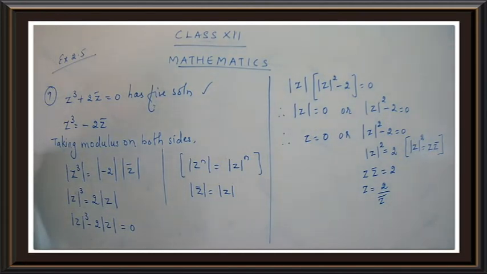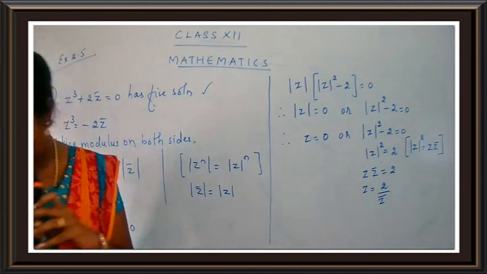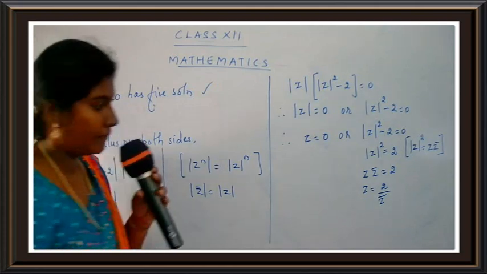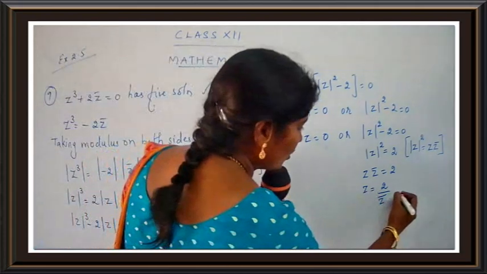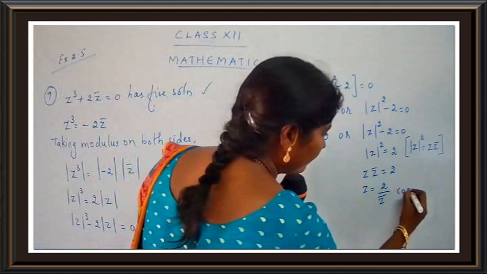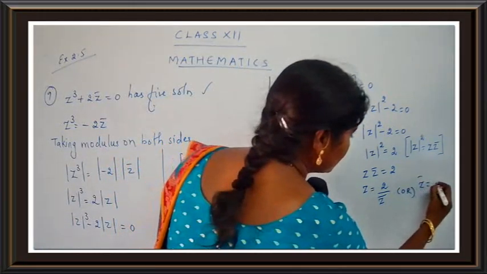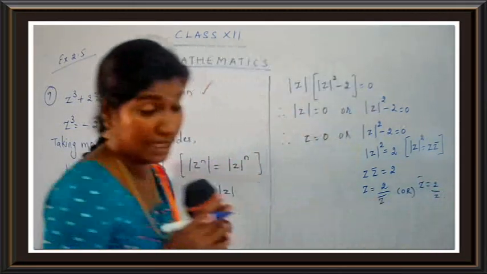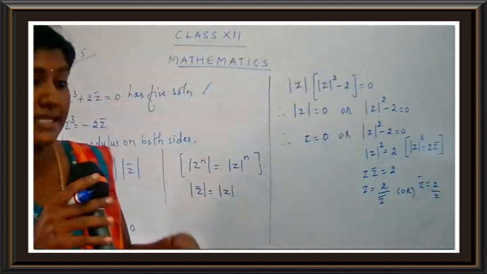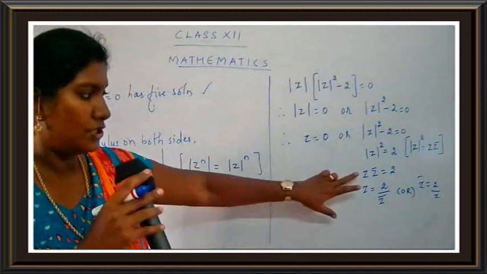Okay, you can find in two ways. You can find the value for z, or you can find the value for z bar also. I just write both the values. So whatever is used, we can write that value, or z bar is equal to 2 upon z. So whatever we need, if we need a z value or a z bar value, we can take it. So just write down here.